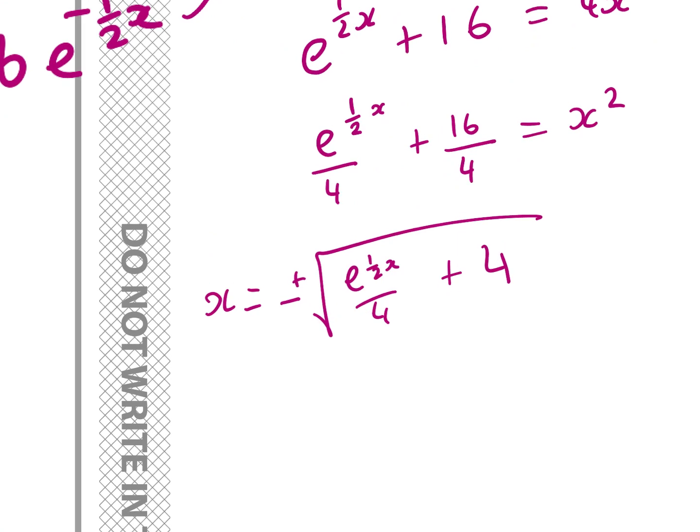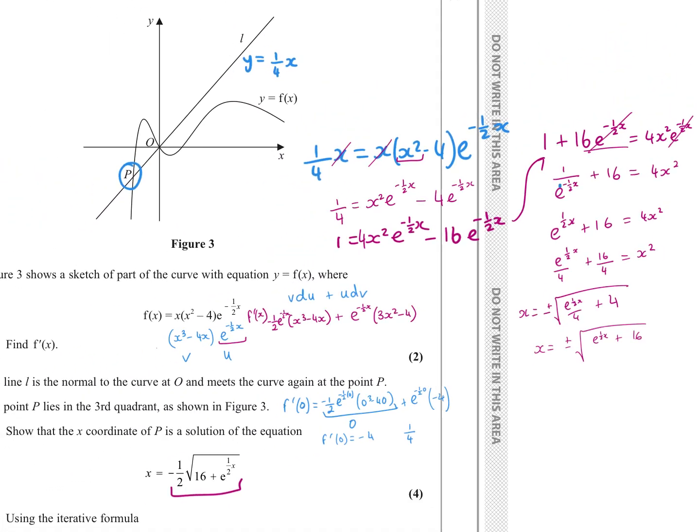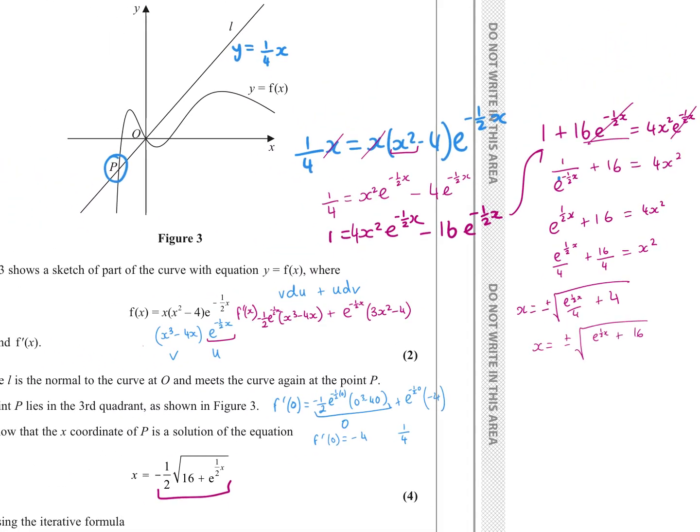Right? Now, with the 4s, we can rearrange that again to x equals plus or minus square root of e to the half x plus 16. If we multiply everything aside from the root by 4, it's the same. Brilliant. Okay, we get to this. However, we have 16 plus e to the half x. Check. We're going to reject the positive, but where does this minus a half come from?